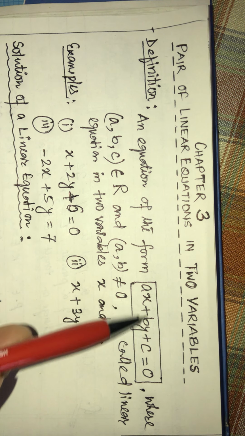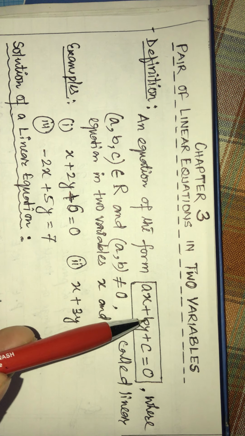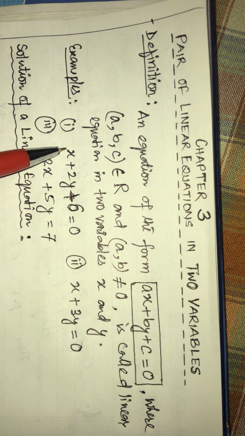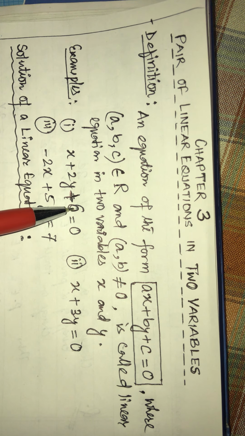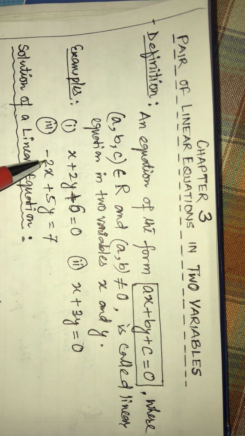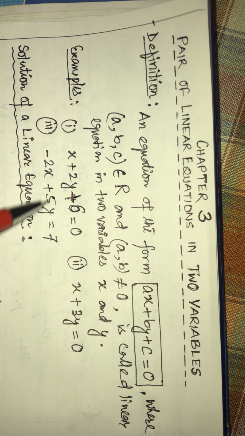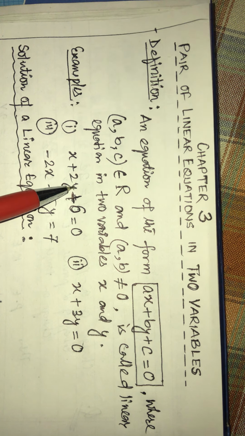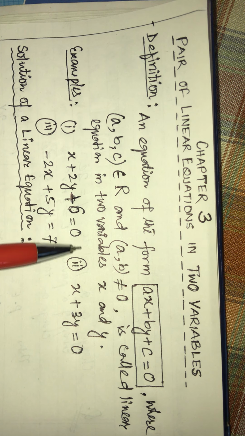Or we can say x and y are unknown here. a, b, c are known. Look here: a is 1, so 1 is a known value. 2, 6. Here 1, 3, 2, 5, 5, 7. All these are known, but we do not know the value of x and y in all of these examples.